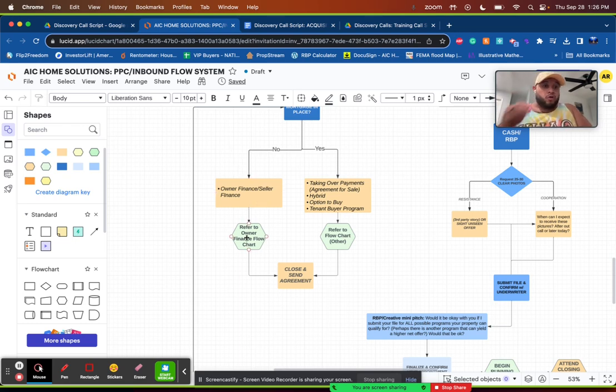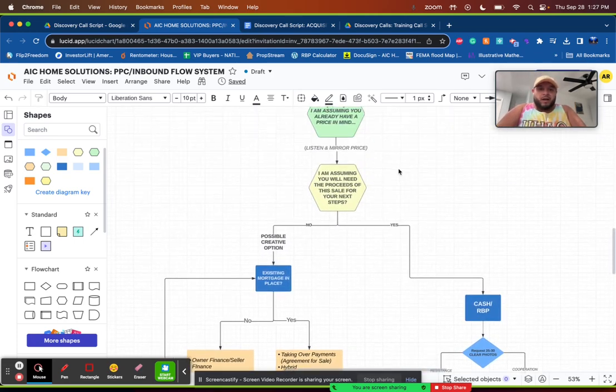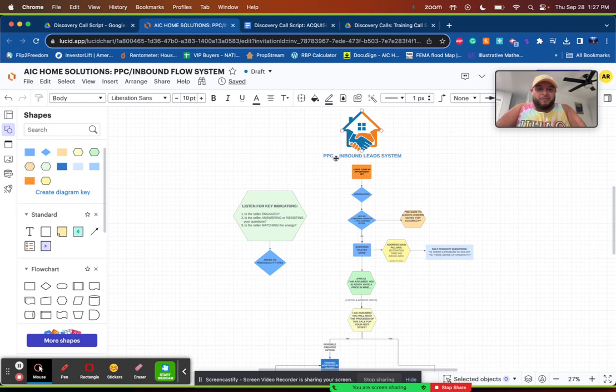But in order for you to go deeper, you would have to look at the owner finance flow chart, and then send the agreement, and once you've met on the terms, you're able to close that deal, and hopefully yield the higher number that we're looking for. But now, obviously, you have to create the terms to make it a win-win situation for both parties. Again, this is our flow chart.